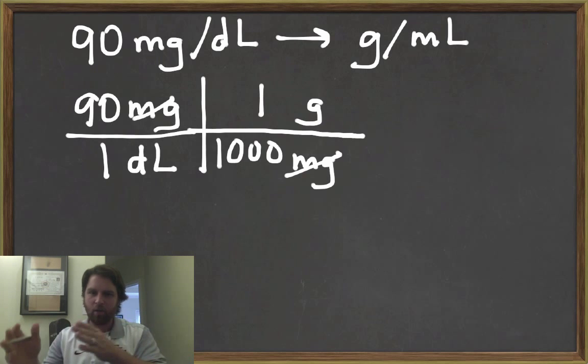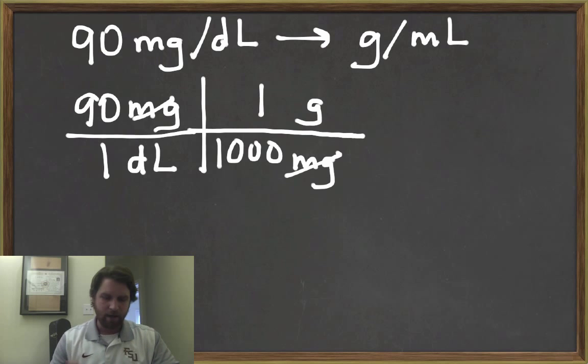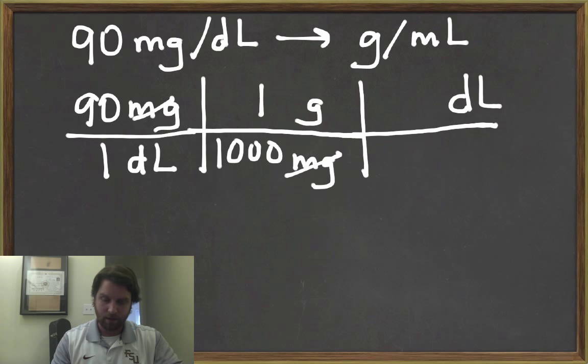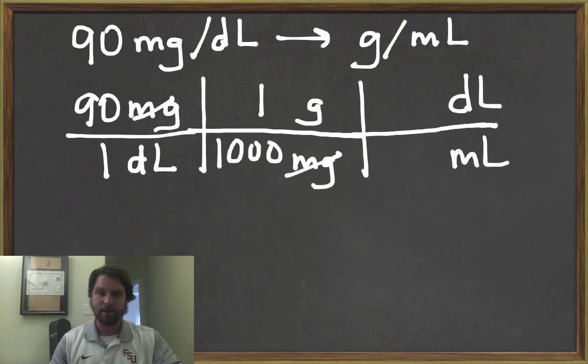But I'm going to take it one step further, because now I've canceled out my milligrams. If I stopped right here, I'd have grams per deciliter. I don't want that. I want grams per milliliter. So let's take it one more train track, and these can get as long as you possibly want. Since I want deciliters to cancel out, they're going to be up top here, and milliliters is what I want, and that's going to be on the bottom. So the deciliters cancel out, and I'll be left with grams and milliliters.